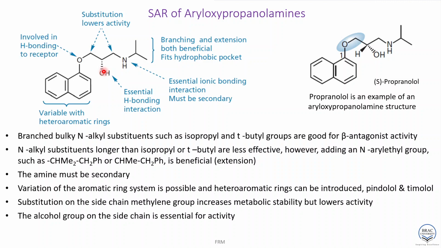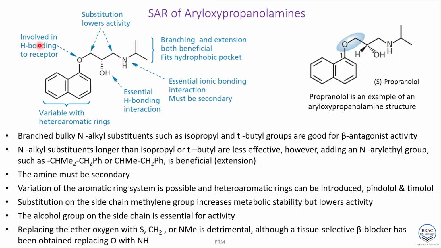So the next, this ether group is also involved in hydrogen bonding to the receptor. If we replace this oxygen here with sulfur or methylene, this will create some level of toxicity detrimental to the tissue. However, a tissue-specific beta blocker has been developed by changing this oxygen to an NH group. Tissue specific means, like if you want to develop beta 3, then we can change here, but in general this will be detrimental to other tissues.